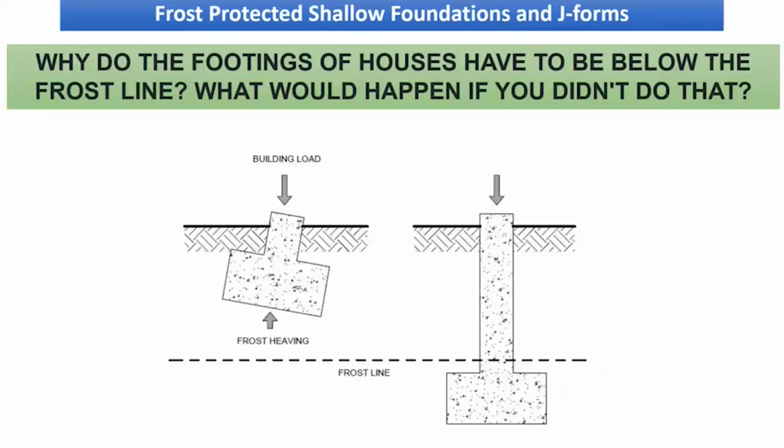So this is a cross section of what a footer would look like, a conventional cast in place concrete footer. When the ground freezes, if the footer is above this indicated frost line right here, it would actually heave and push that foundation footer up. Whereas if it's a cast in place footer with a cast in place concrete wall section, and the footer is below the frost line, then it won't do that heaving.